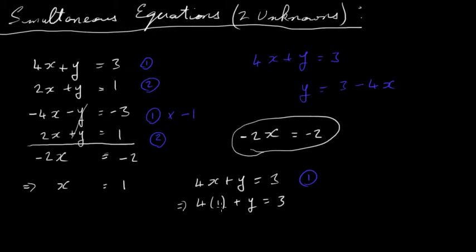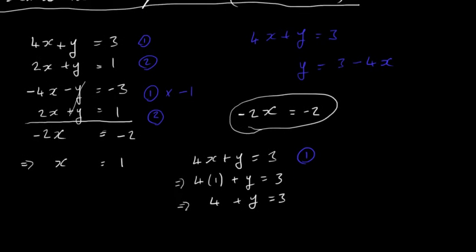So instead of 4 times x, I've got 4 times 1. So that's going to give me 4 plus y is equal to 3. So all I've got to do now is subtract 4 from both sides. So 4 minus 4 is 0. That leaves me with y on the left hand side. I must subtract 4 also from the right hand side. That gives me y is equal to minus 1.